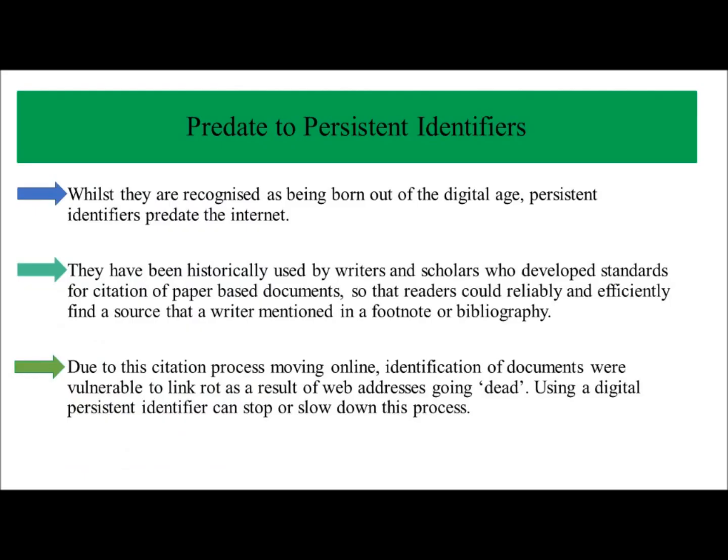PIDs. Whilst they are recognised as being born out of the digital age, the concept of persistent identification predates the internet. They have historically been used in scholarly work for the citation of paper-based documents. In this way, readers have a reliable link to reference sources. It was realised that when this concept of citation moved online, that identification was vulnerable to link rot as a result of web addresses going dead. Therefore, persistent identifiers were introduced as a way of stopping or slowing down this process.